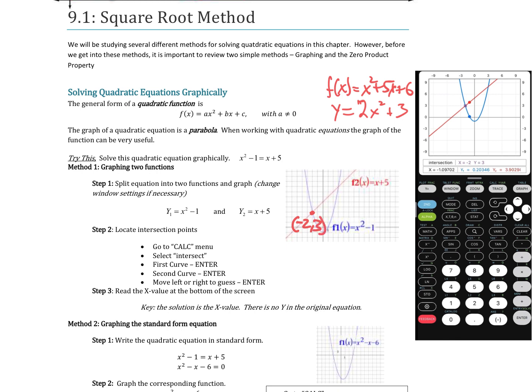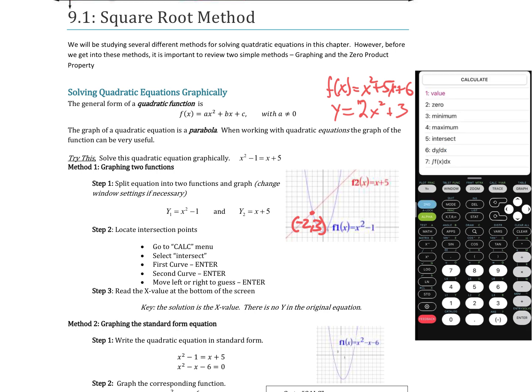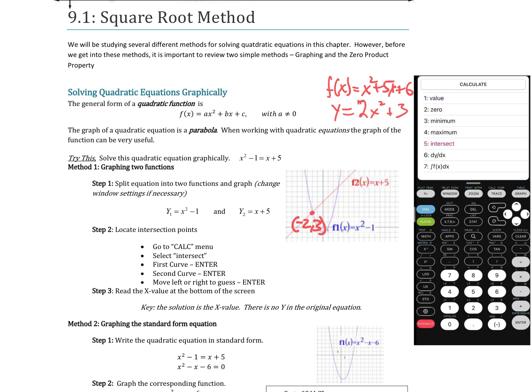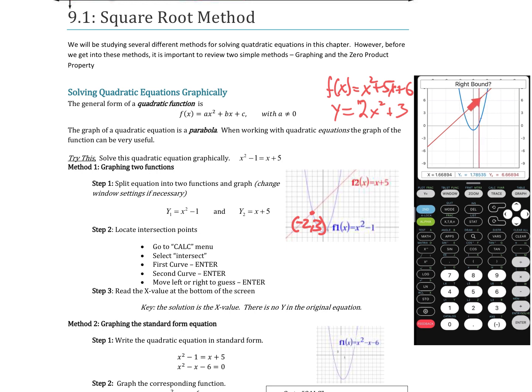Now we need to find out where this other intersection is. So we're going to go back to second, calculate again, and go to intersect, down to number 5. We want to find this point, so we click somewhere to the left of it. Now we move the cursor, hit the right arrow, and move over there. It tells us that this intersection is at 3, 8. So this is at 3, 8.